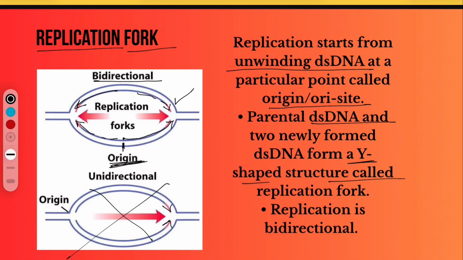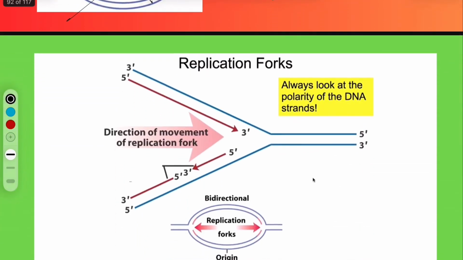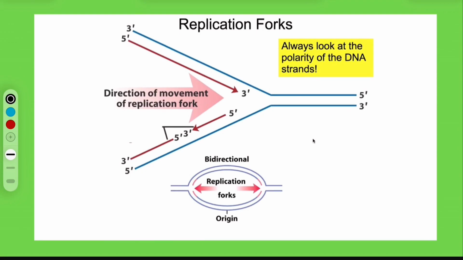So it is not a unidirectional process, it's a bidirectional process, and you can see the shape of the fork on the above side where the origin takes place and two Y-shaped structures of the fork are made. This is the structure which gets made when a double-stranded DNA is unwound. This fork is made and the origin is also shown in the middle. And we should always remember the polarity of DNA strands here. In the 5 to 3 direction the fork moves.